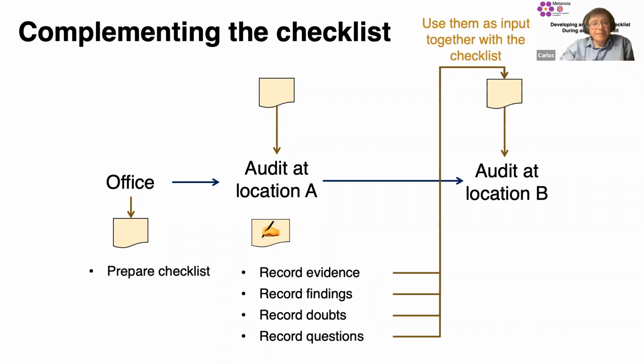Use them as input together with the checklist. So it's a kind of an avalanche effect. As the audit proceeds, there is a buildup of information to be used together with the checklist. Now, let's see.